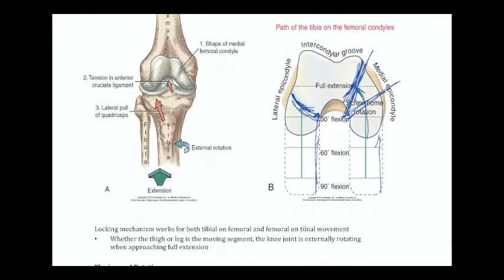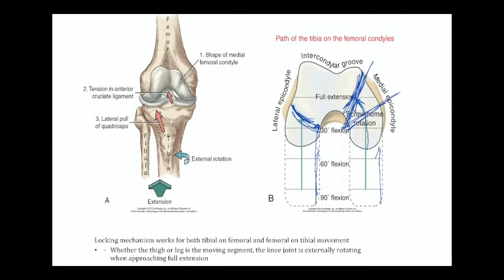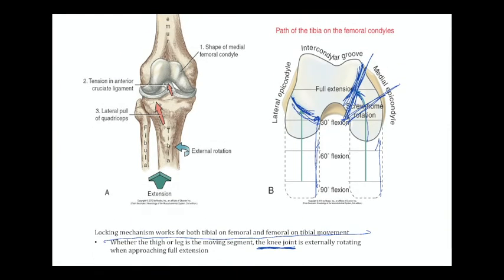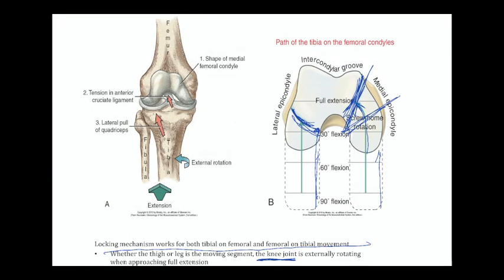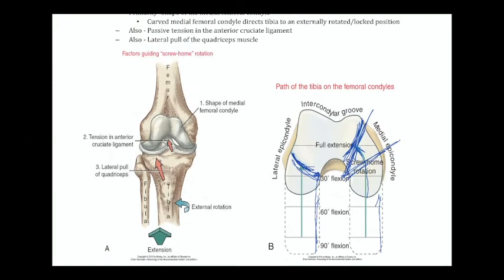So the locking mechanism works for both femoral on tibial and tibial on femoral movement. And whether the thigh or the leg segment is moving, the knee joint is externally rotating when approaching full extension. So this is important: the knee joint is externally rotating. That doesn't mean that the femur is externally rotating. It's just that the knee joint itself is externally rotating, which is confusing. But I'm going to show a video that will help visualize what is happening in this movement. So let's go ahead and pull up that video now. One second.